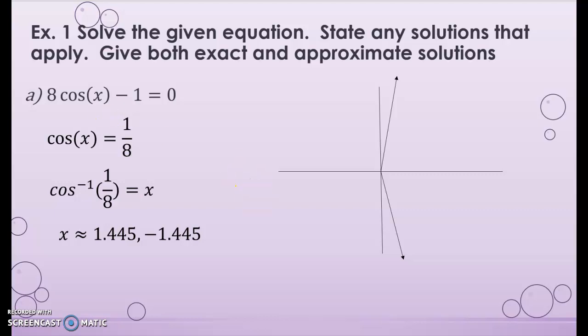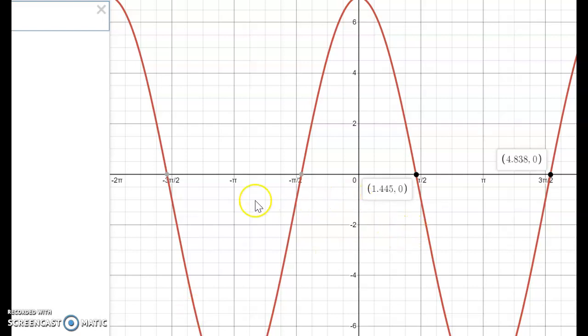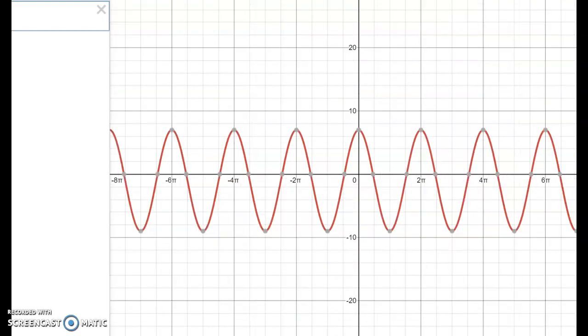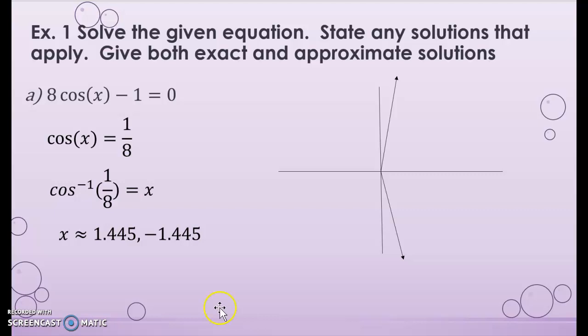Which means, and it's true if you look at the graph of this, you have more than those two solutions. You actually have solutions that go over and over again. In fact, if I zoom out, I have infinitely many x-intercepts according to what I'm seeing graphically. Okay? So how do we state that? Because right now I only have two solutions. How do I state the rest of the solution?